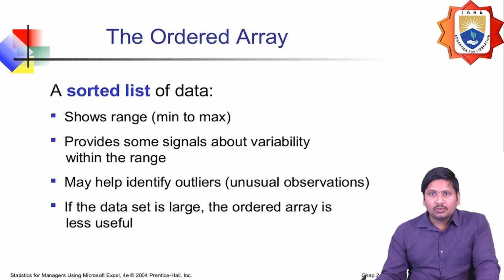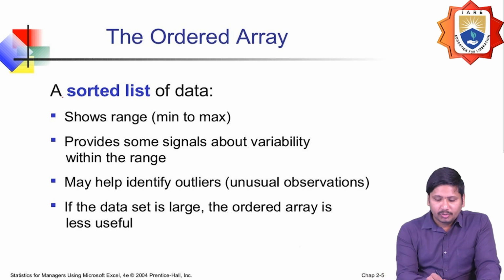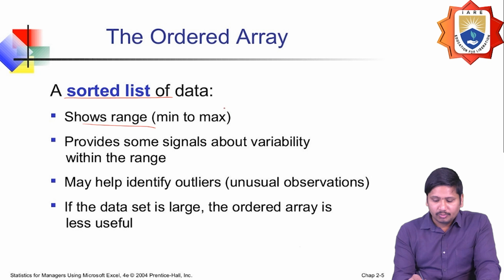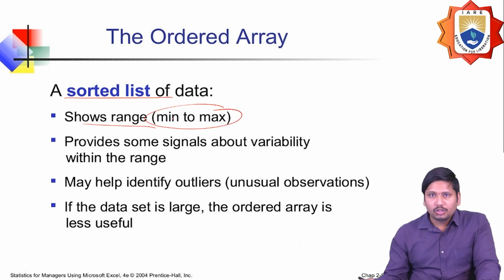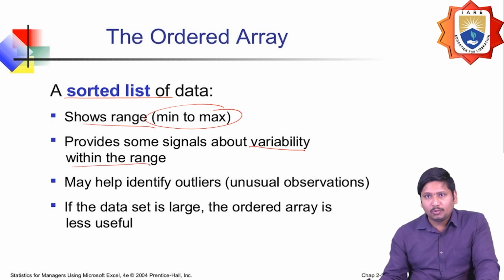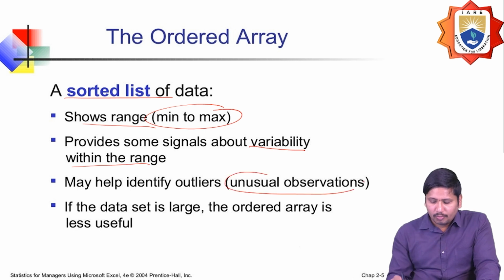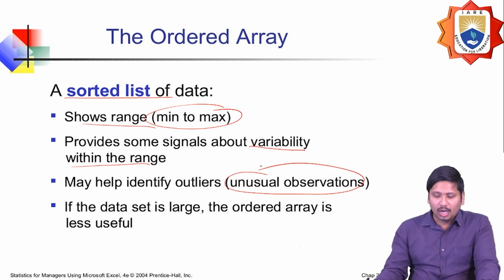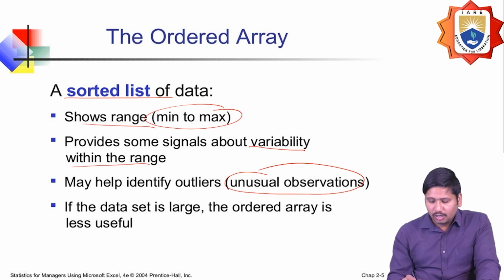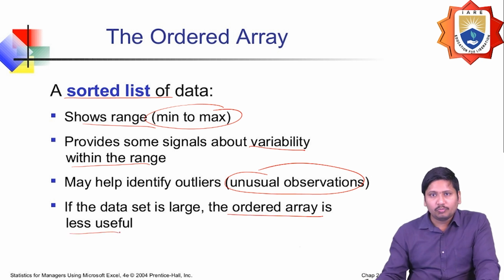Ordered array. An ordered array is a sorted list of the data that shows the range from minimum to maximum, provides some signals about the variability within the range, and may also help to identify outliers, which are unusual observations. If the data set is large, then the ordered array is less useful.